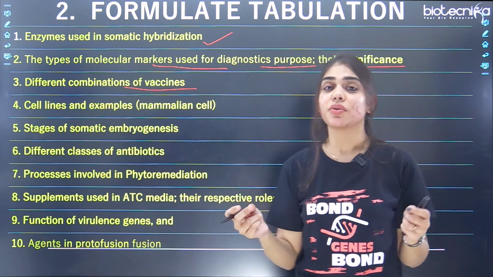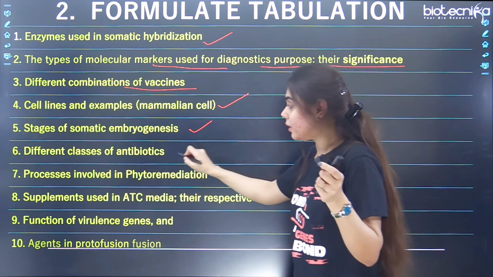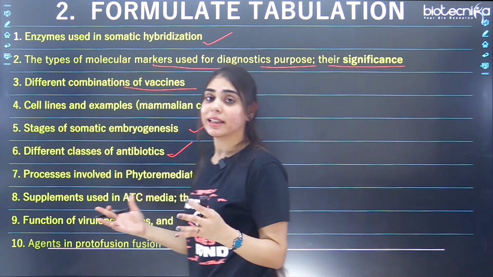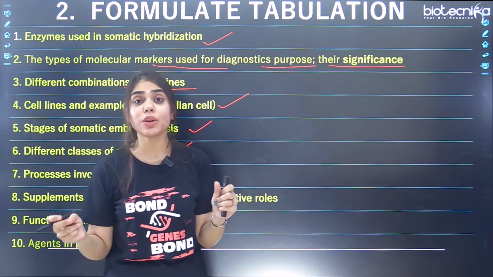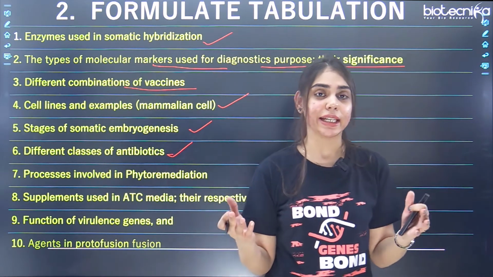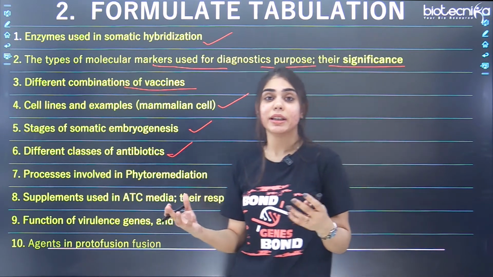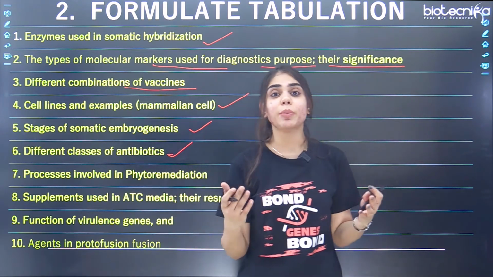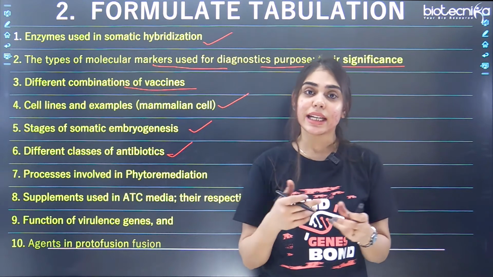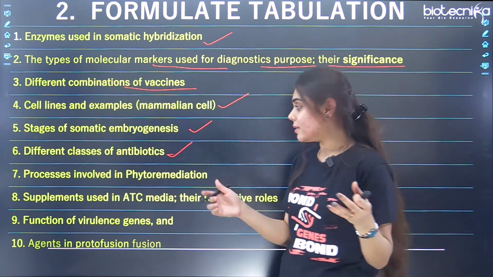What are the different types of somatic embryogenesis? What are cell lines and its examples? What are the different classes of antibiotics? Like there are some antibiotics that are used to inhibit the cell wall formation in case of prokaryotes or bacteria. But some inhibit the DNA gyrase, some inhibit protein synthesis as they will block the translation process, either the elongation or termination step of protein synthesis.